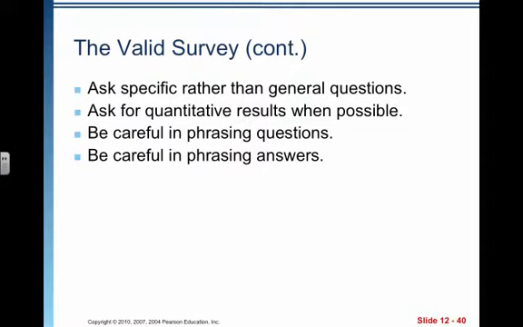Ask for quantitative results when possible. Be careful in phrasing questions and be careful in phrasing answers. Try not to leave things open-ended. Try to give people answer choices. It's much easier to code answer choices. When you're given A, B, C, D, it's much easier to measure the results than trying to interpret what people answered and classify them and then do statistical analysis on it.